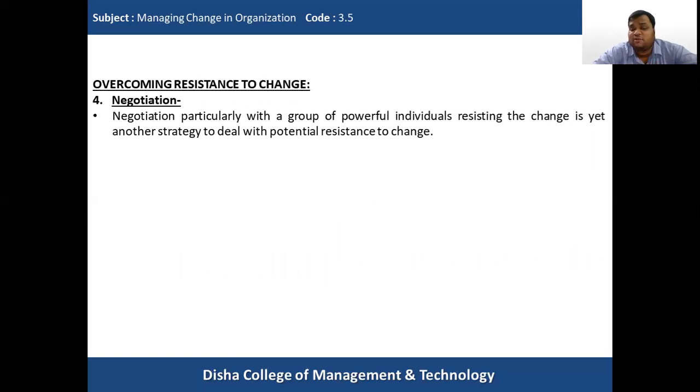Negotiation, particularly with a group of powerful individuals resisting the change, is yet another strategy to deal with potential resistance to change. We have already studied that resistance to change can be individual, or at a group level, or organizational level. So when we find that a group of people are resistant to change, then we can negotiate with these powerful individuals who are in the group, and use it as a strategy to deal with potential resistance to change.